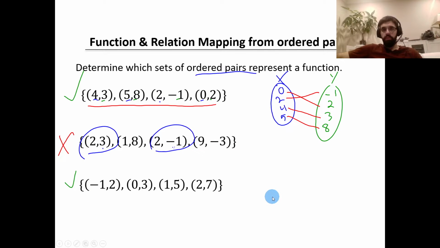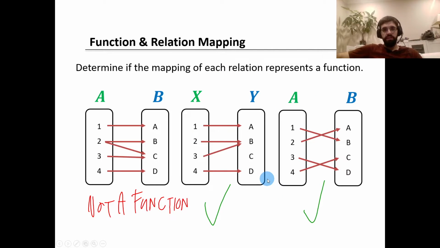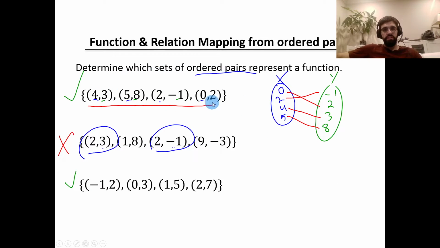So here's another example. And in this case, unlike the previous example, our representation is now a set of ordered pairs. And so this set of ordered pairs is a list of x and y values, and it tells us the x values map to the adjacent y value. So 4 in our domain maps to 3 in our range. So like 4 goes to 3. 5, 8 tells us that 5 maps to 8. 2, -1 tells us that 2 maps to -1, and 0, 2 tells us that 0 maps to 2.